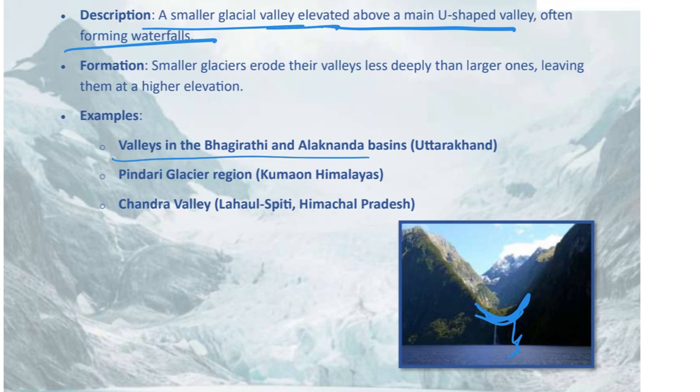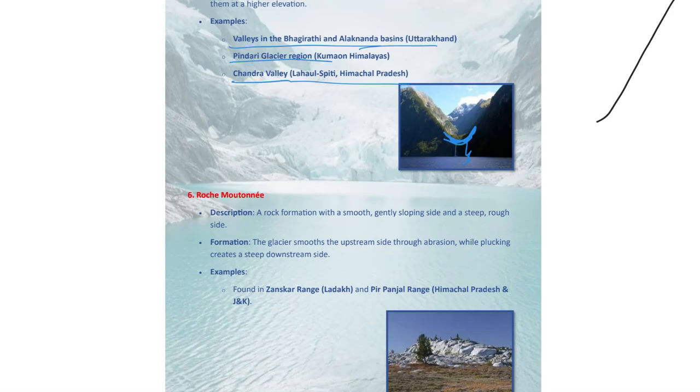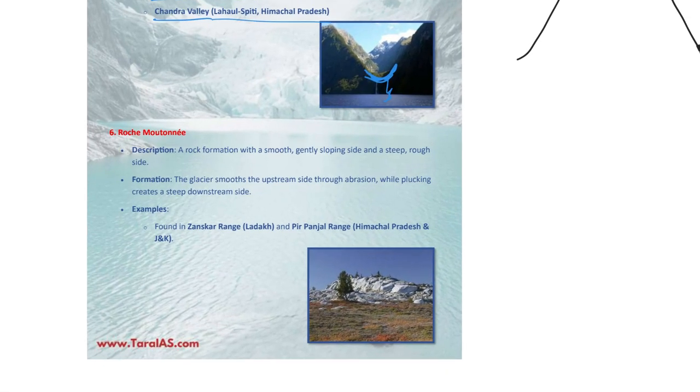Valleys in Bhagirathi and Alaknanda basins, Uttarakhand, Pindari Glacier region and Kumaon Hills, and Chandra Valley of Lahaul Spiti in Himachal Pradesh. Fine. So now coming to the Roche Moutonnée.